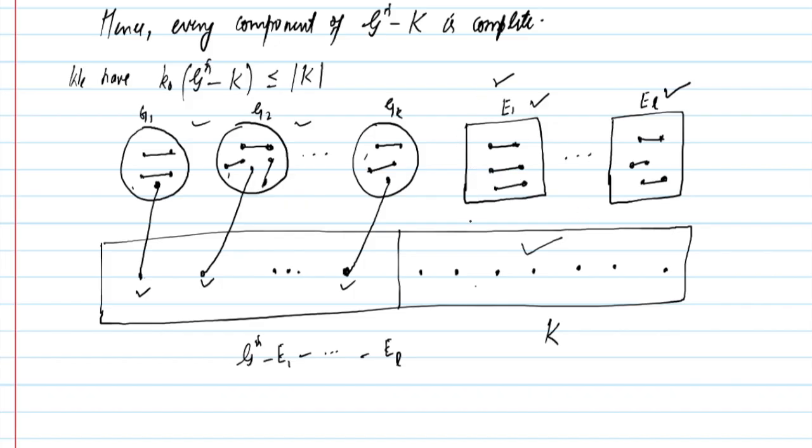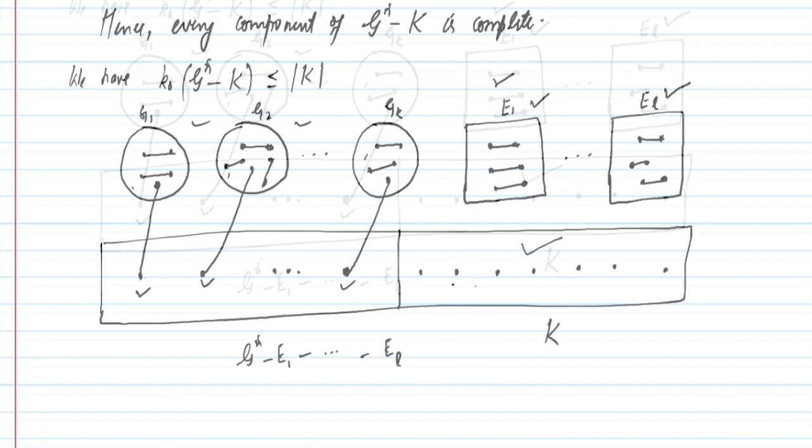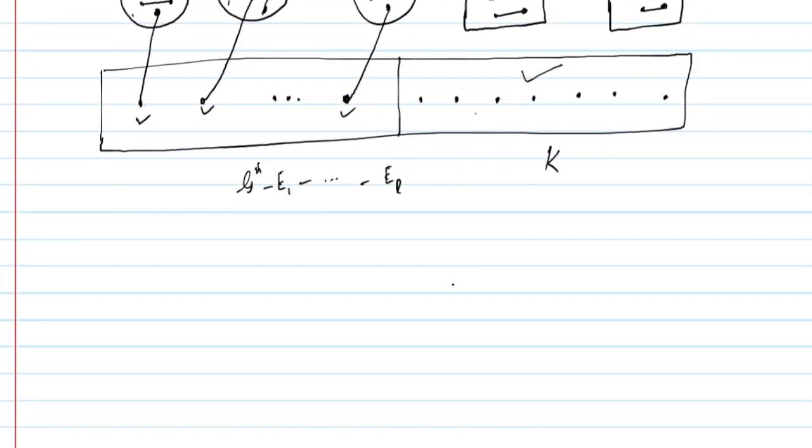Suppose some K, then it will also have a perfect matching, because it will have an even order and it will be an even ordered complete graph. So this is how we construct a perfect matching in the whole of G star. Now we write the same details here for better explanation.